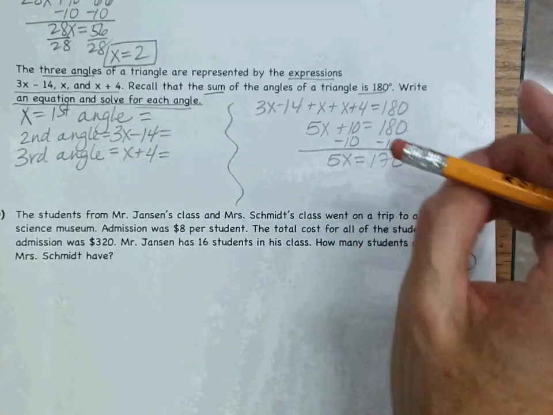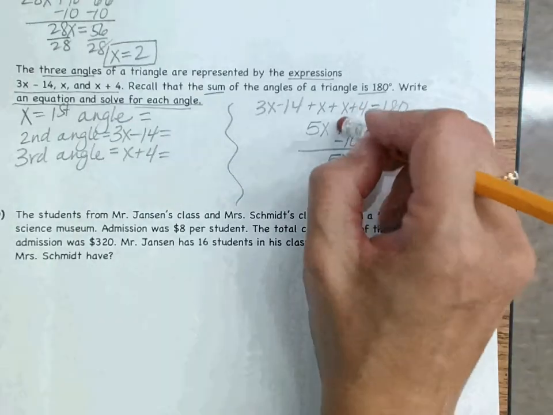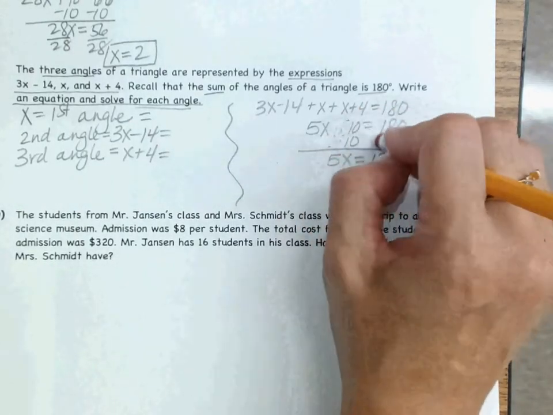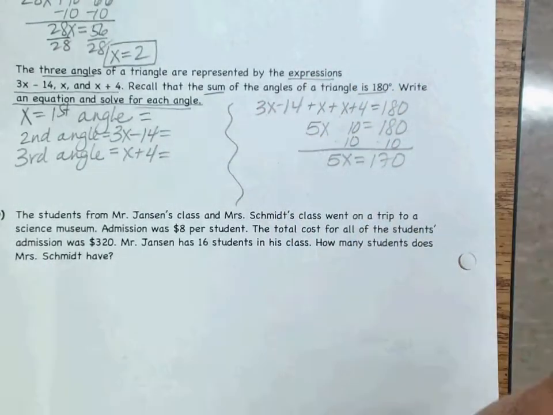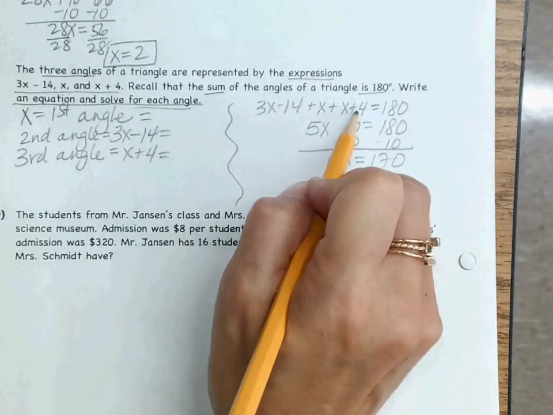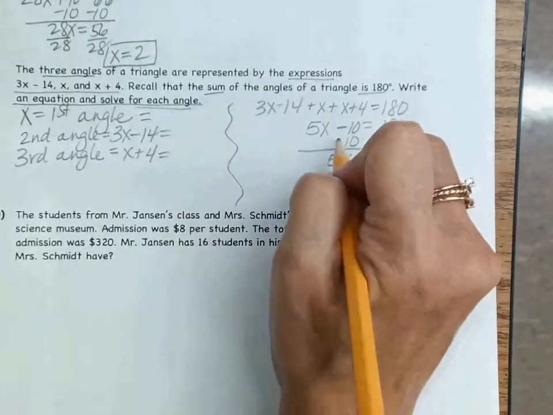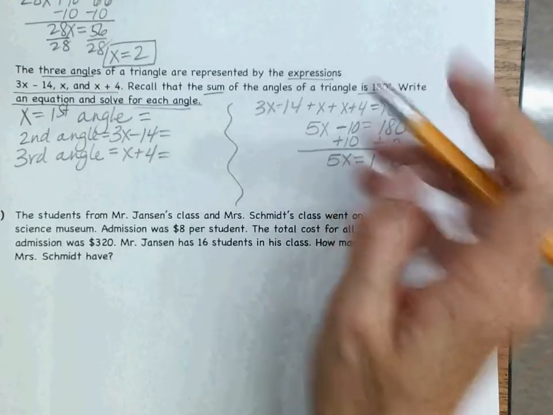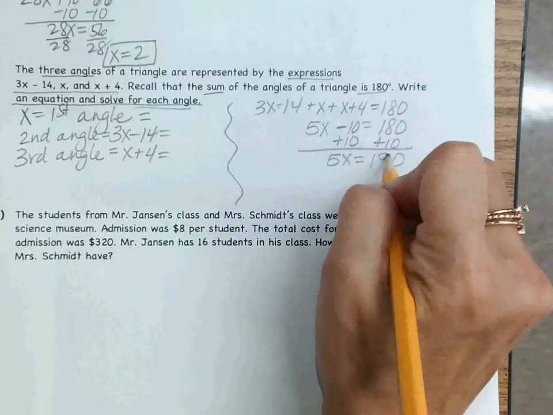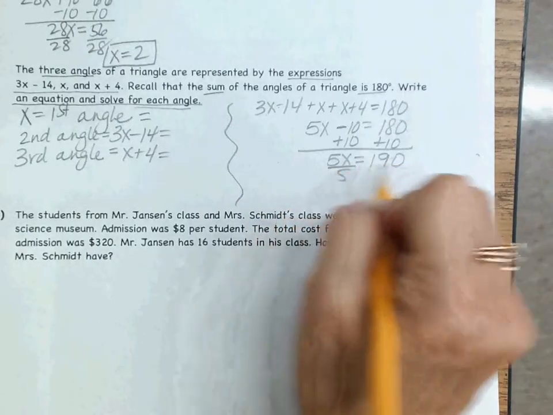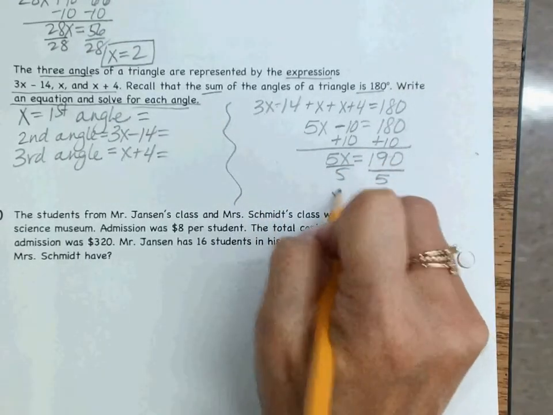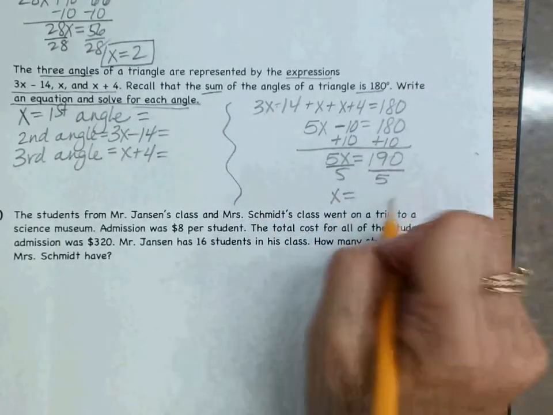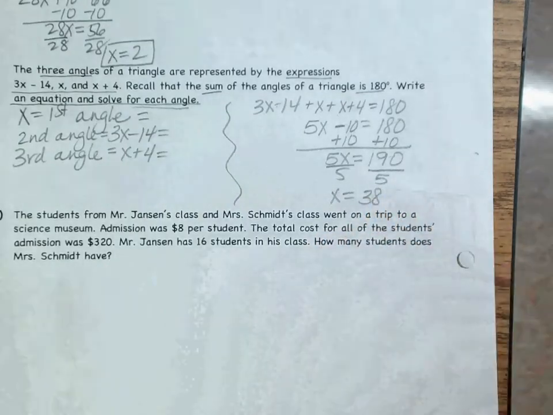Oh, I'm double checking my answer with the answer key. So sorry guys. We have a negative 14 plus 4, negative 10. So we're going to add 10 to both sides. And so we get 190. Divide both sides by 5. We have x equals 38. Okay.